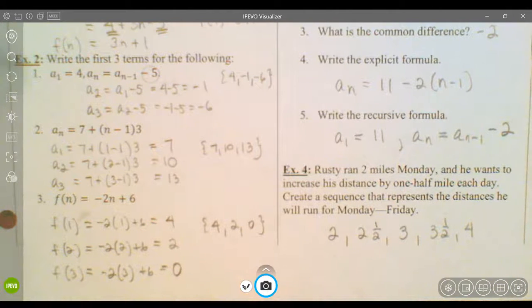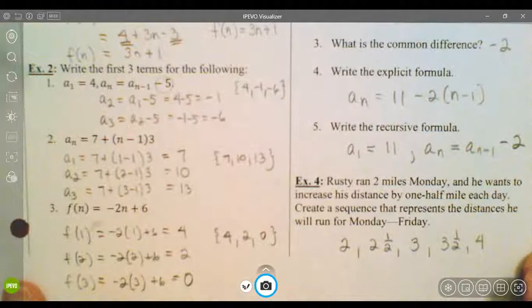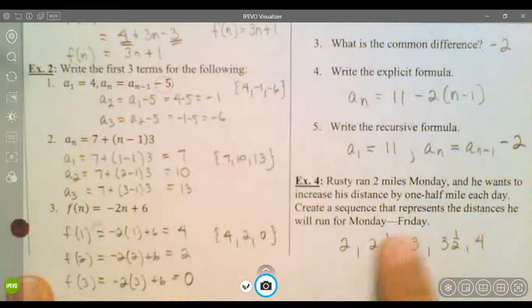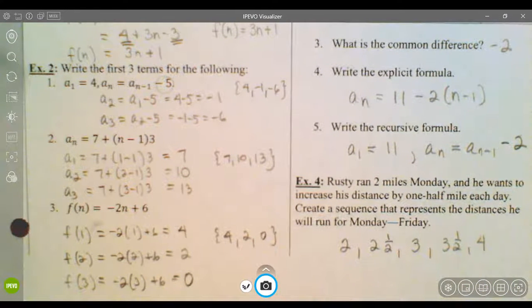There's everything. So just remember, an arithmetic sequence is a list of numbers where you add to get the next term. Always know the common difference, how I get from one term to the next. Always know my first term, and then you should be all right.